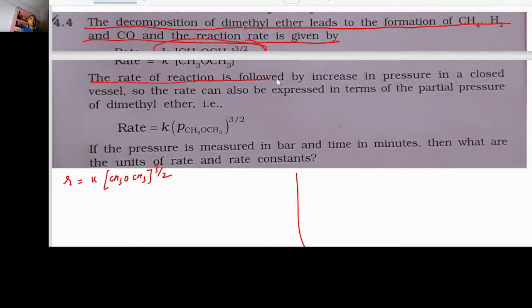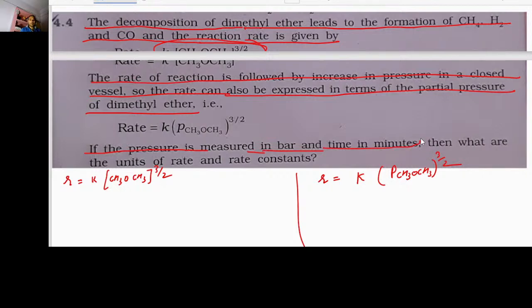The rate of reaction is followed by the increase in pressure in the closed vessel. So the rate can also be expressed in terms of partial pressure of dimethyl ether. So here they are also writing, that is, K and the partial pressure of CH3OCH3, and it is going to be 3 by 2. If the pressure is measured in bar and time in minutes, then what is the unit of the rate constant? So here, students, this is the 3 by 2. So rate is equal to, this side you will write bar minute inverse.